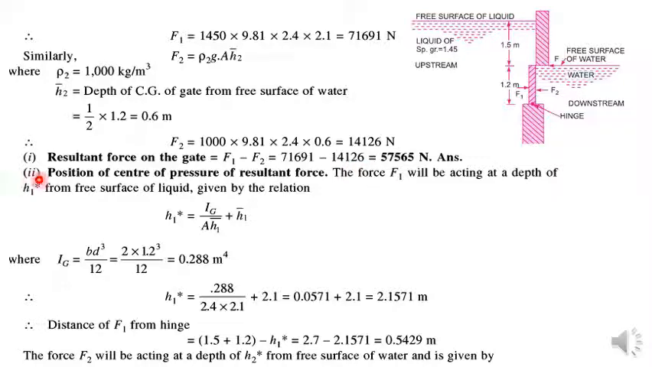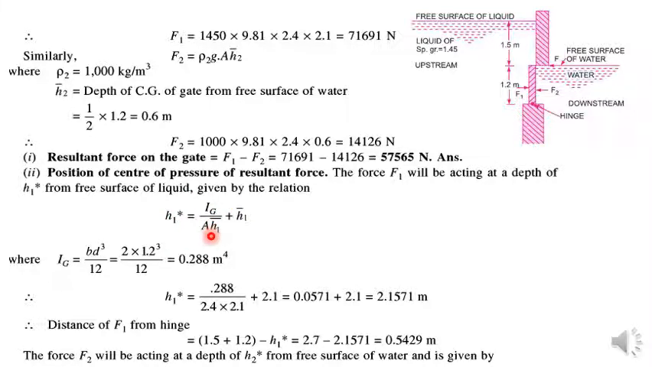Now the second thing is the position of the center of pressure of the resultant forces. For that you need to do some extra calculations. The force F1 will be acting at a depth of H1 star, meaning the center of pressure, from the free surface of the liquid, given by the relation. If you need the center of pressure from the upstream side, then H1 star is going to be used. That represents the center of pressure. So here the formula of the center of pressure is with us.